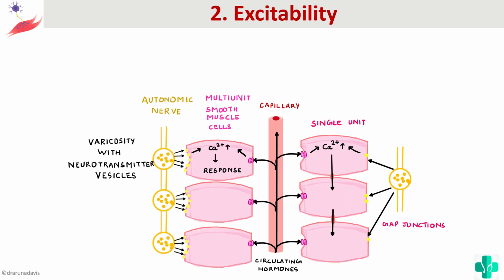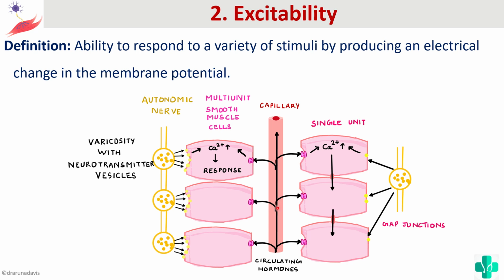We know that just like skeletal muscle, the smooth muscle is also excitable. What do you mean by the term excitability? It is the ability to respond to a variety of stimuli by producing an electrical change in the membrane potential. So when you give a stimulus, the muscle will respond. That is meant by excitability.